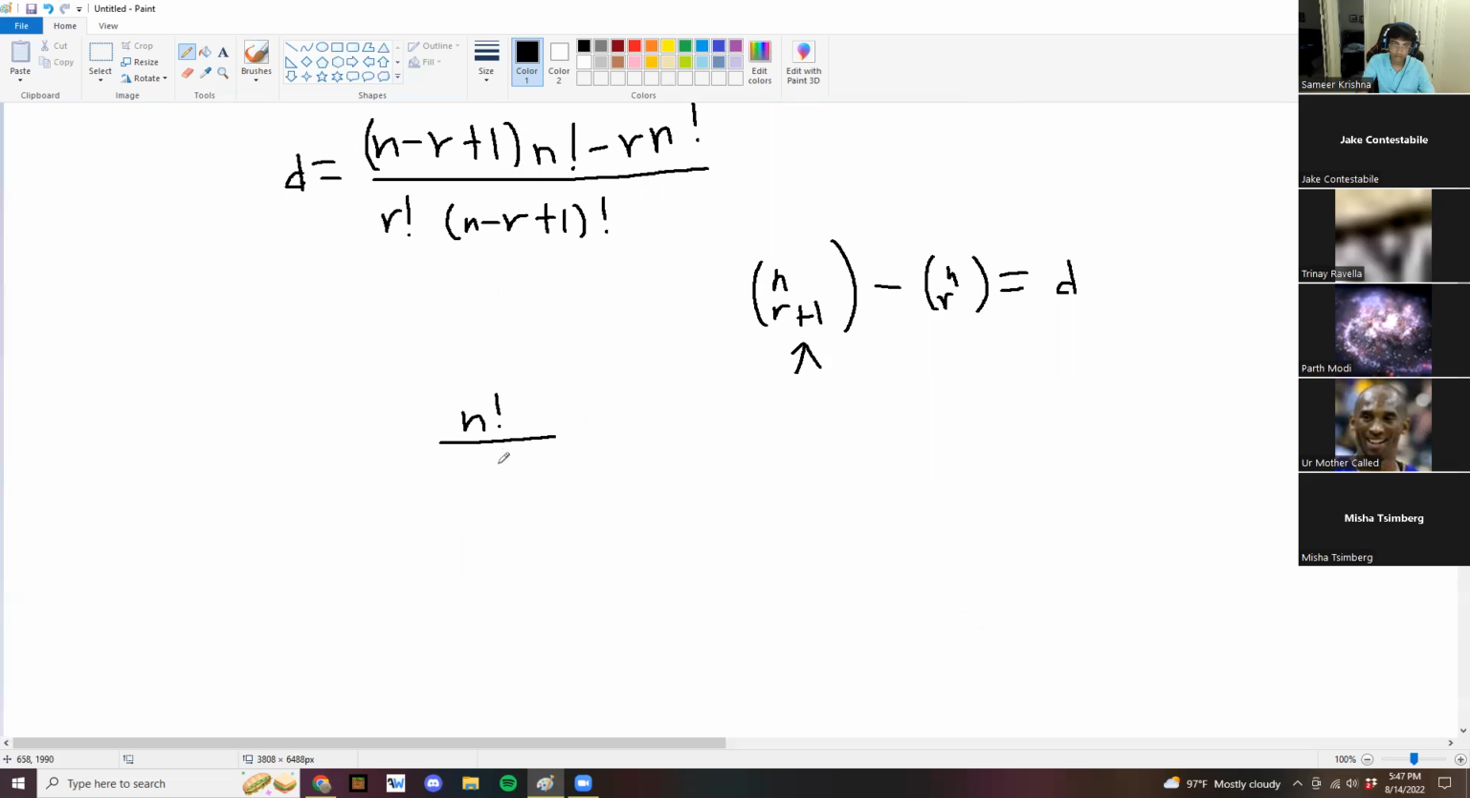Okay. So it's n factorial over r plus 1 factorial and then n minus r minus 1 factorial, minus n factorial over r factorial n minus r factorial is equal to D.